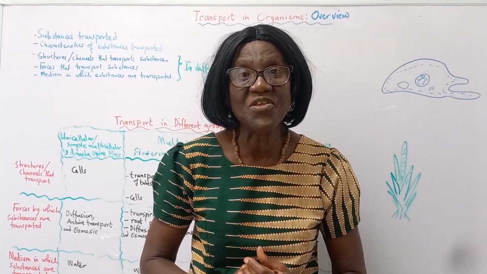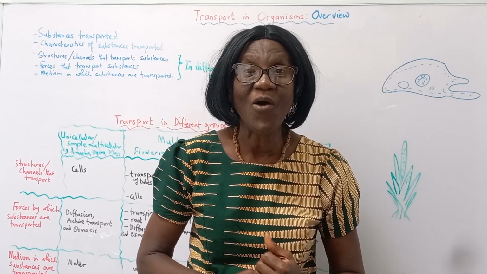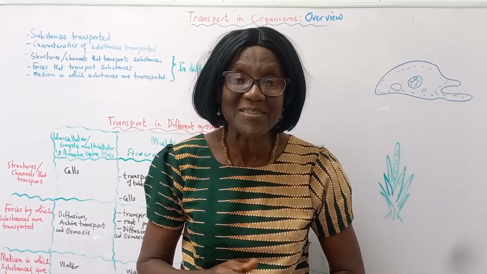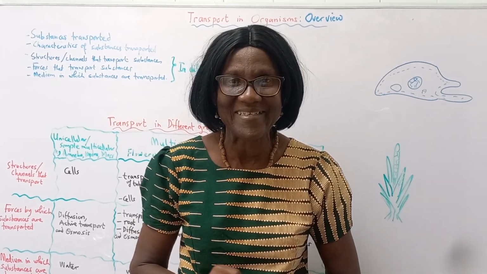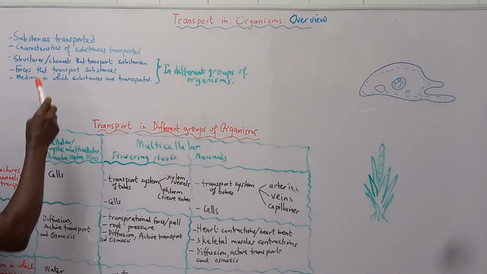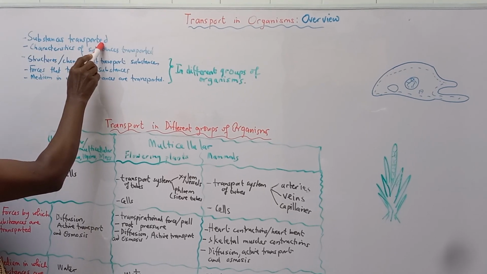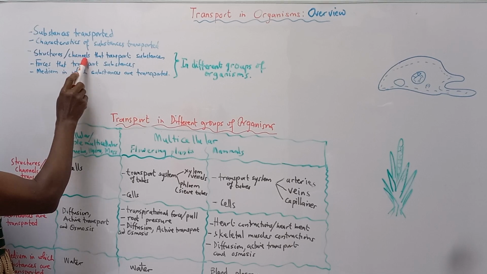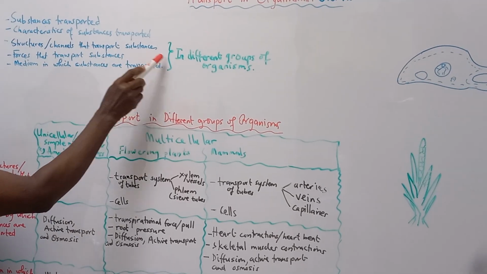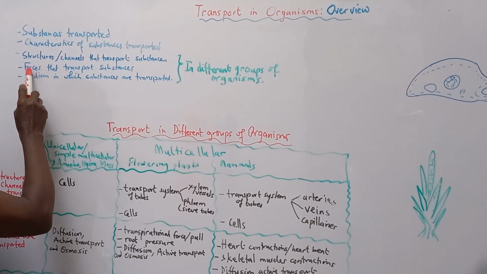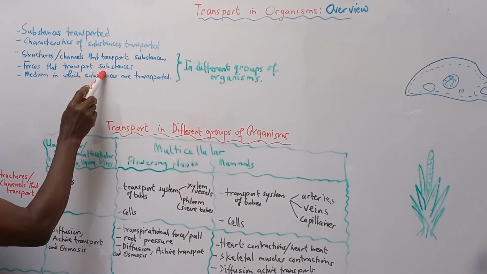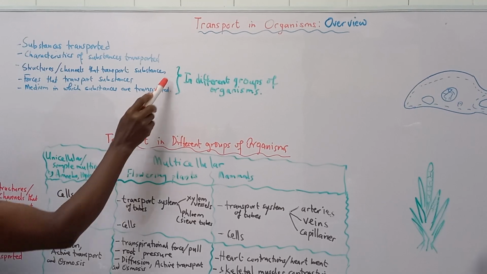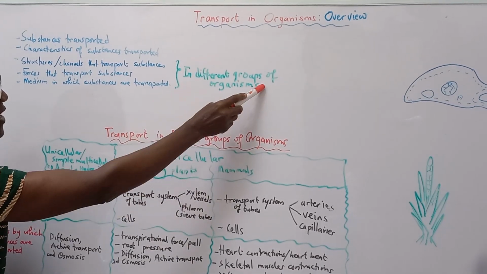Today we are starting a new series on transport or circulation. In today's lesson, we'll look at the overview of transport in all organisms. Our discussion today focuses on substances that are transported, characteristics of substances transported, and structures or channels that transport substances in different groups of organisms. We'll also look at forces that transport substances, and the medium in which substances are transported, all in different groups of organisms.